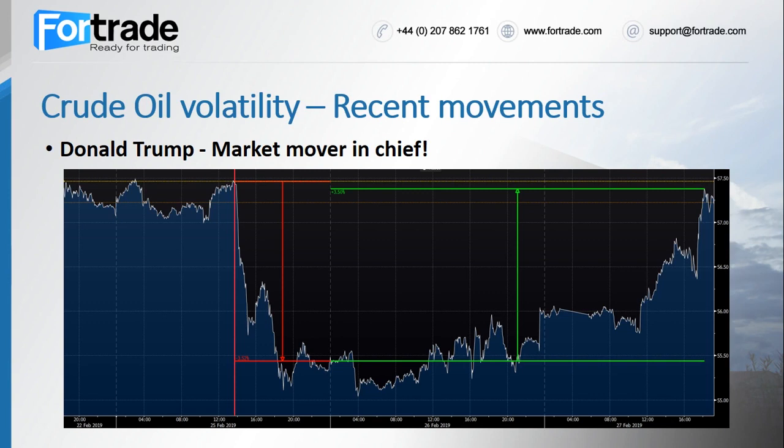You can see how crude finished the trading day down around 3.5% as a result. But what's clear here is that this drop, apart from a slight pullback, went on for hours after Trump's tweet. Two days later, crude prices had recovered almost to previous levels, as you can see in green.